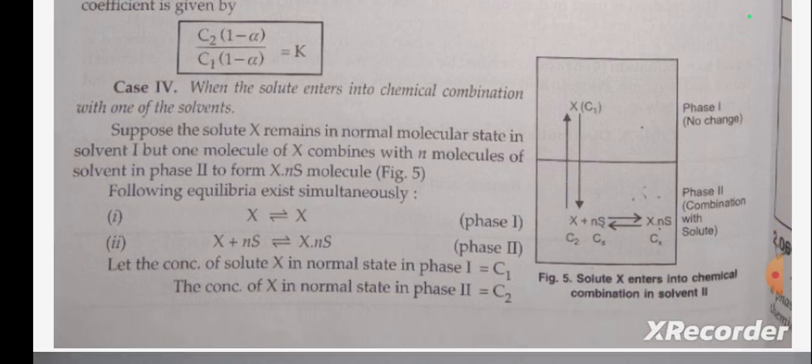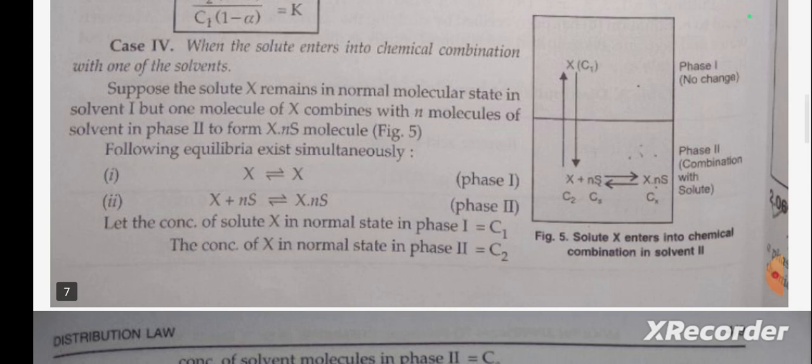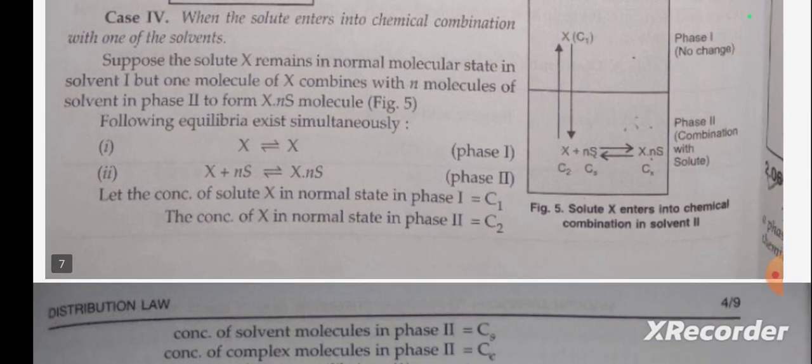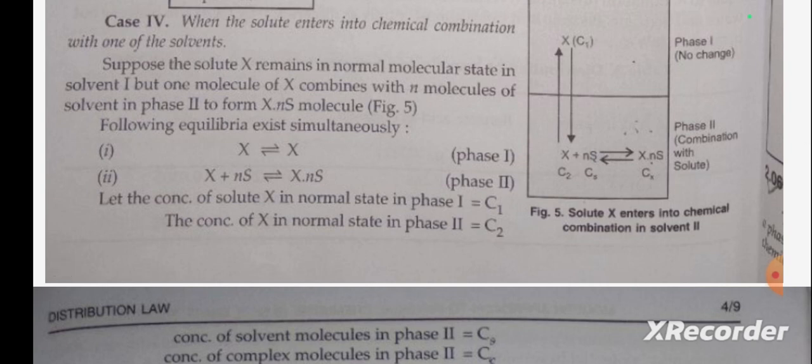Case 4, when the solute enters into chemical combination with one of the solvents. Suppose the solute X remains in the normal molecular state in phase 1, but one molecule of X combines with n molecules of the solvent S in phase 2 to form the complex X.nS. The following equilibria exist simultaneously: X in phase 1 is in equilibrium with X in phase 2, and X plus nS gives X.nS.